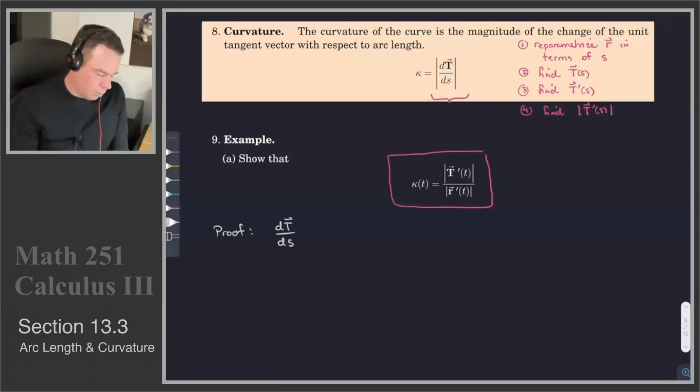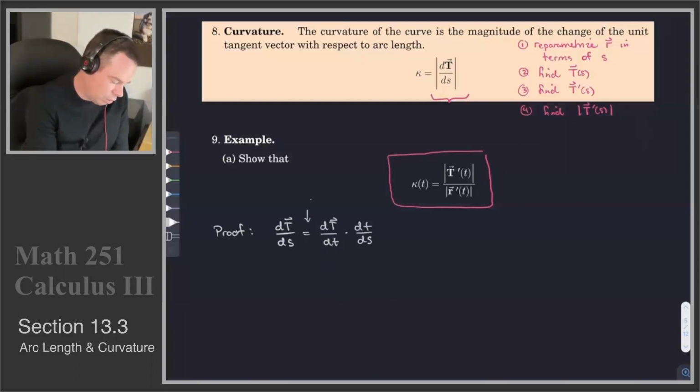So I'm looking at the curvature formula in the box above. I need to know what dT/ds is. But if T is only written in terms of the variable t, little t, then to take its derivative, I'll take the derivative through that intermediate variable little t. So that would be dT/dt times dt/ds. That's the chain rule.